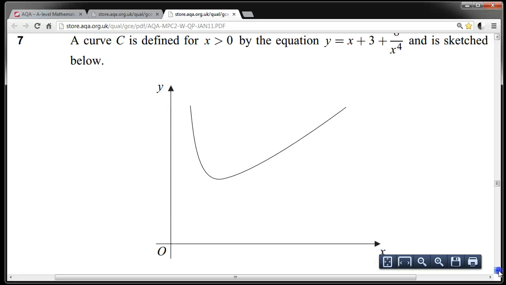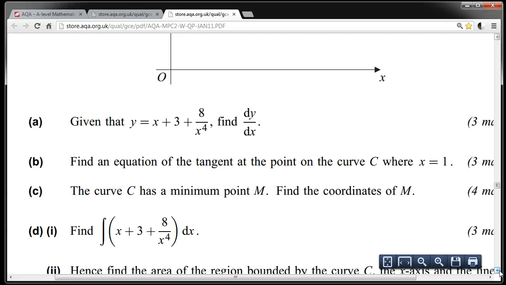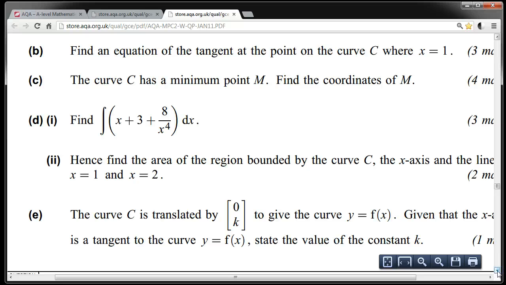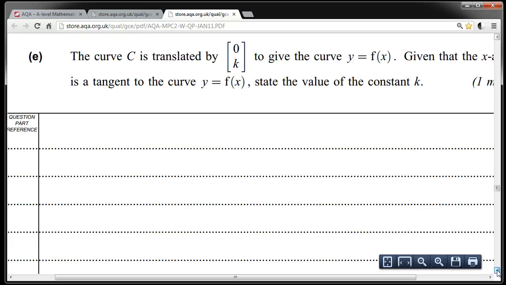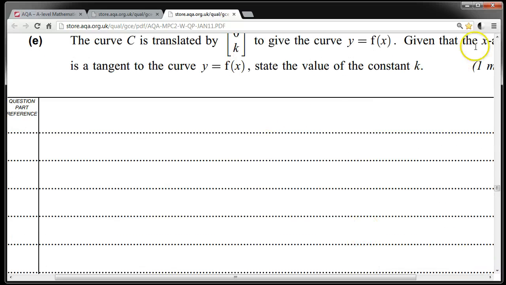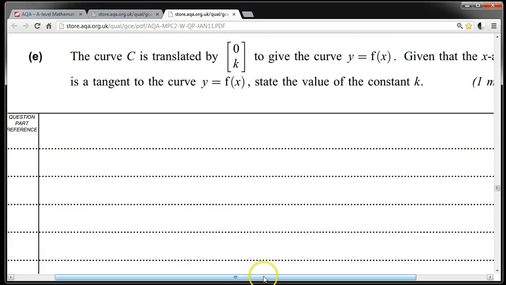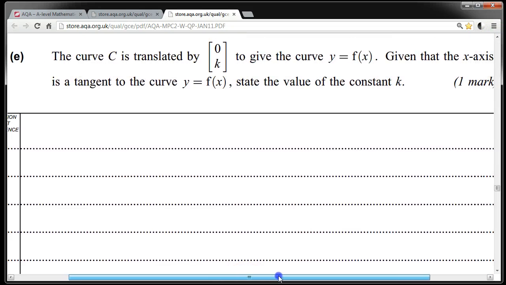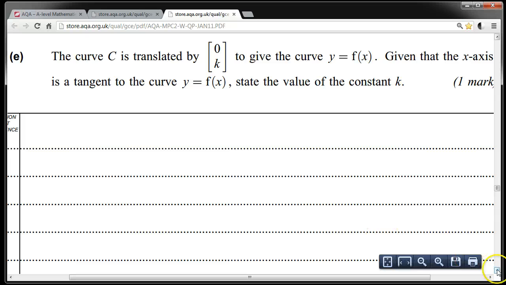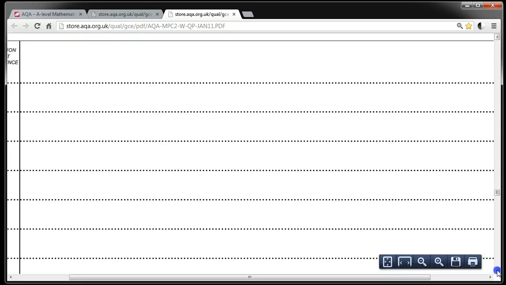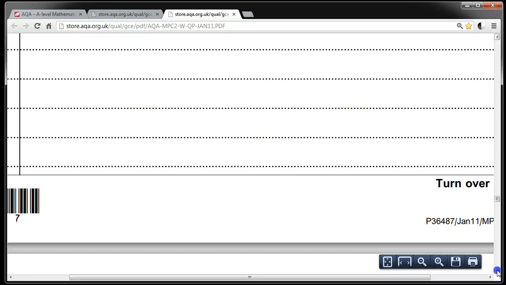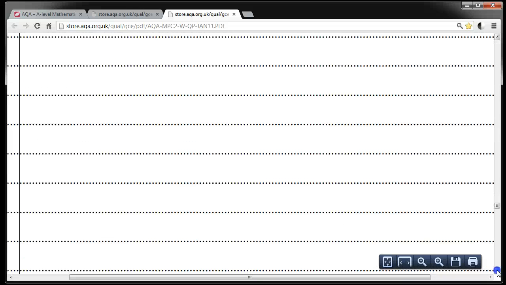Here's a curve with a minimum. Find the minimum. So find dy/dx and do some integration, and the area under the curve. So standard calculus there. Part E, translation, geometric translation there in that part. So that's fairly straightforward as well. Okay, that question there completed. We've had a little look at that.